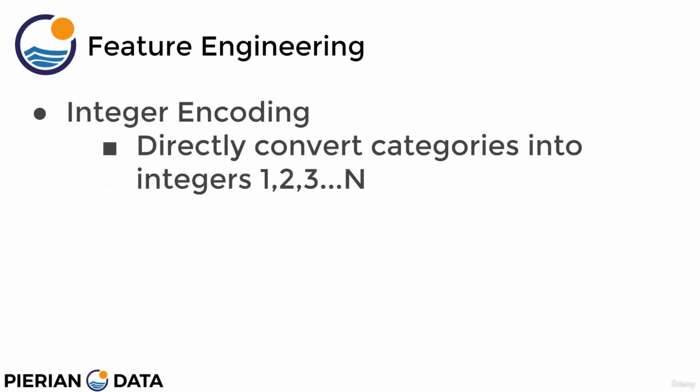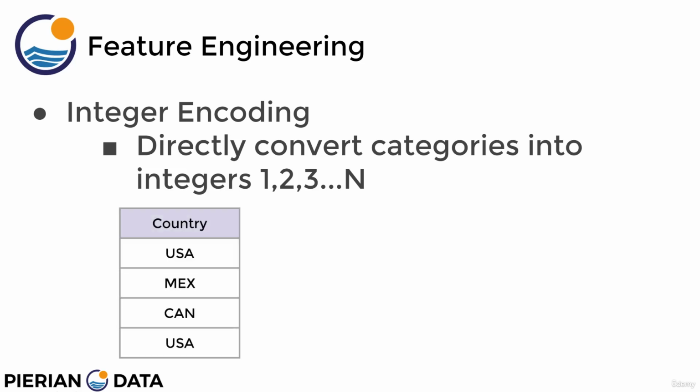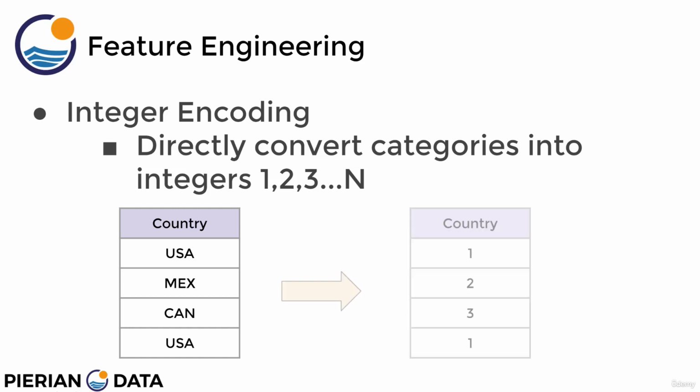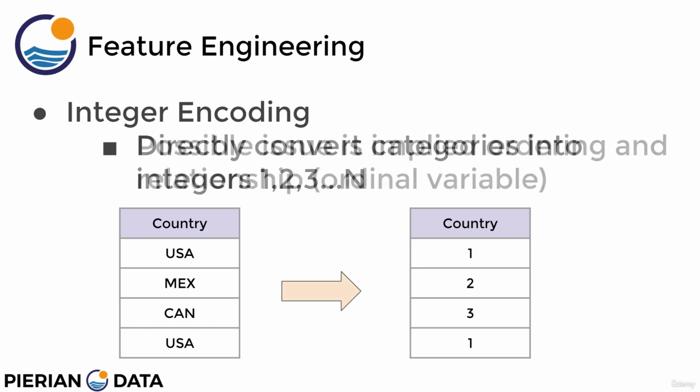For integer encoding, it's quite simple. We just directly convert categories into integers. So first category is 1, second category is 2, 3, and so on for n number of potential categories. So what this would look like is, again, if we're considering that country feature where we have the string codes for the countries, we would just say USA is mapped to 1, Mexico is mapped to 2, Canada is mapped to 3, we see USA again, so we map it back to the original 1. And this is integer encoding.